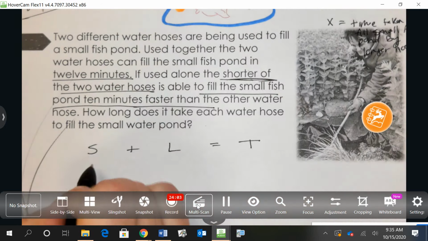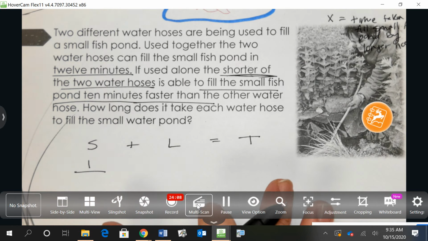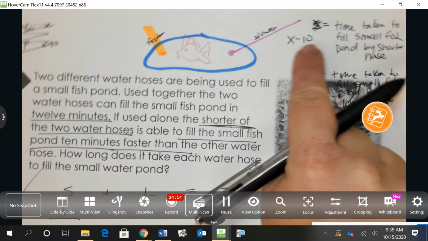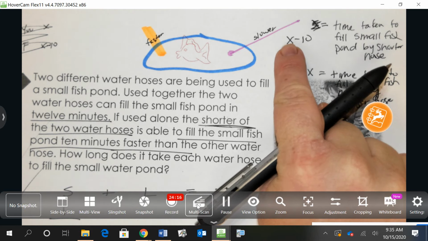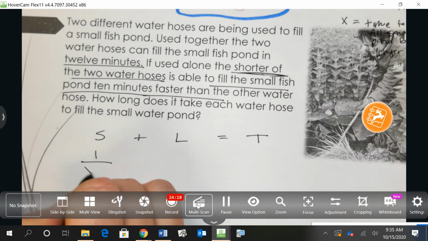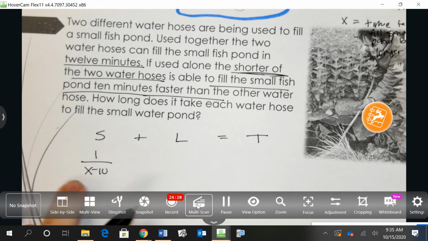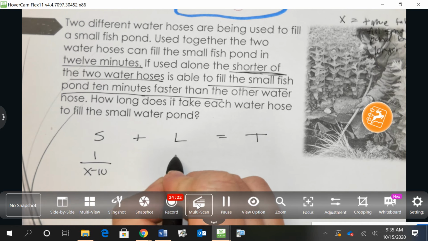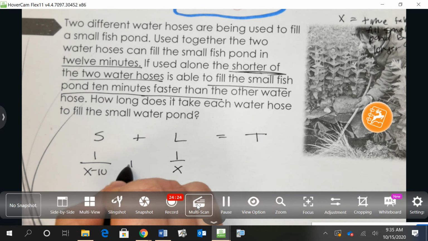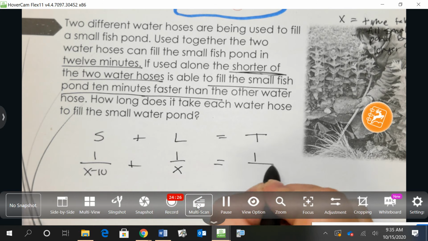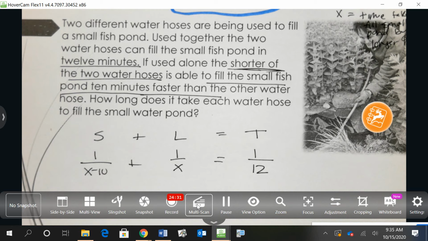Now I come down below. I have 1 over. I will tell you that this caused most students in the previous hour the most difficulty in understanding how to set up. So the shorter hose is going to be represented by X minus 10. 10 minutes less, 10 minutes faster, 10 minutes less. The longer hose is 1 over X. And together it states that it can be filled up in 12 minutes.